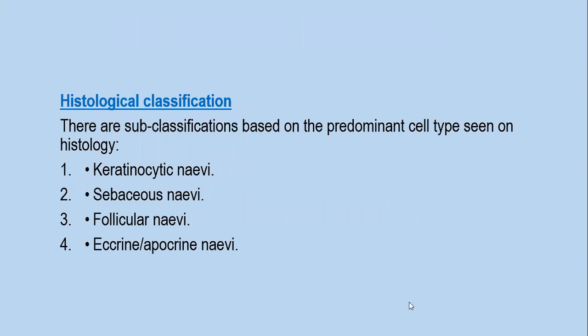The histological classification. This is further subclassified based on the predominant cell type seen on histology. Number one is the keratinocytic nevi, in which the main histology is proliferation of keratinocytes. Sebaceous nevi, the main histology is proliferation of sebaceous glands. Follicular nevi, the main histology is presence of multiple hair follicles. Then eccrine or apocrine nevi, the main histology is presence of multiple eccrine glands.